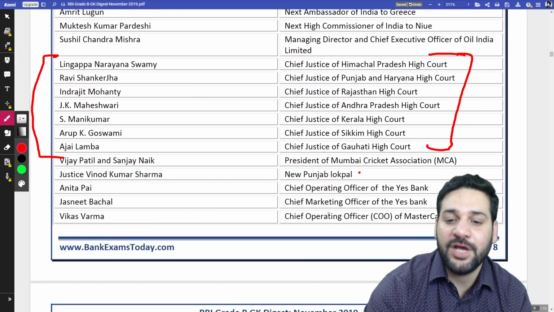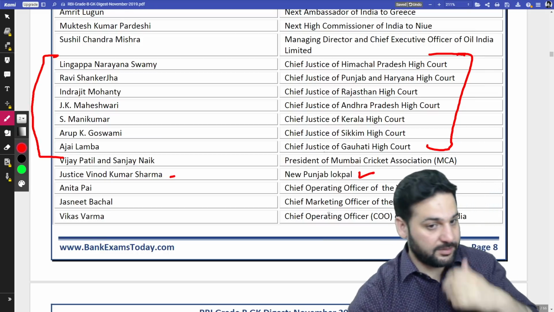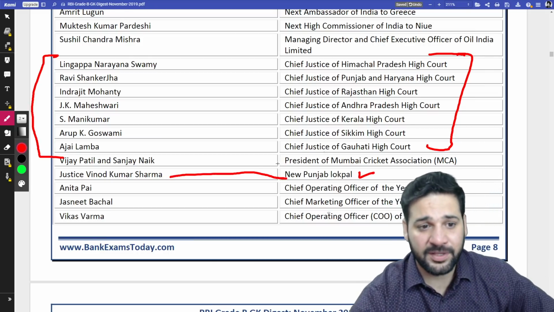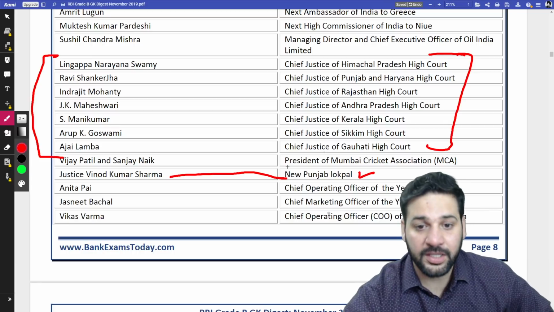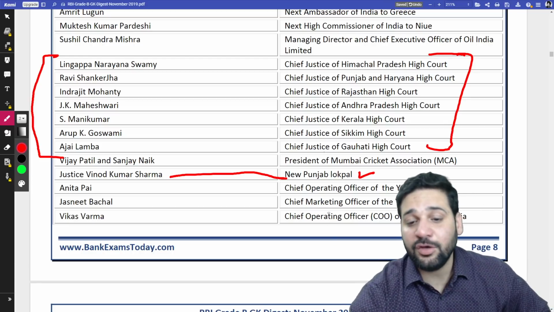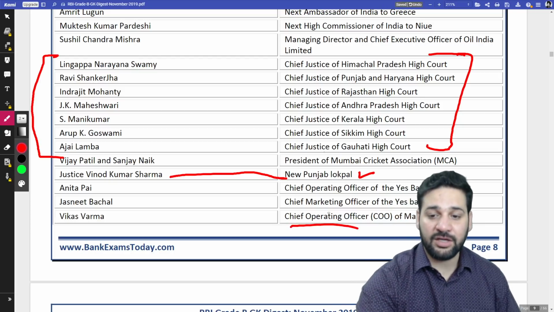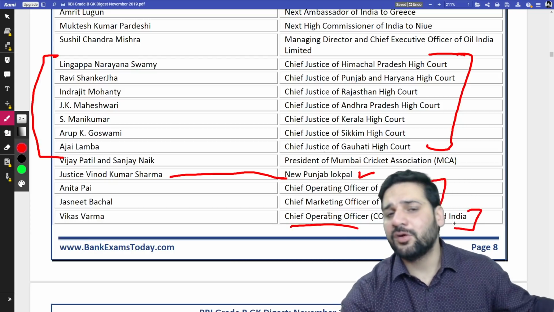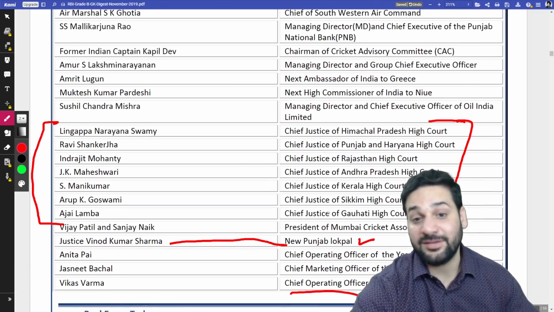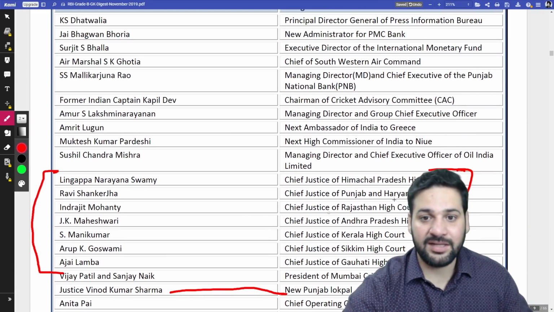New Punjab Lokpal, Justice Vinod Kumar Sharma. So really important. I would say President of Mumbai Cricket Association, ये इतना important नहीं है. Chief Operating Officer, CEO and Chief Marketing Officer of Yes Bank. So all these are really important. Chief Operating Officer of Mastercard. Last year Google का आया था. Who's the CEO of Google? So इस साल भी ऐसा कुछ आ सकता है. So it can be there in the exam as well.